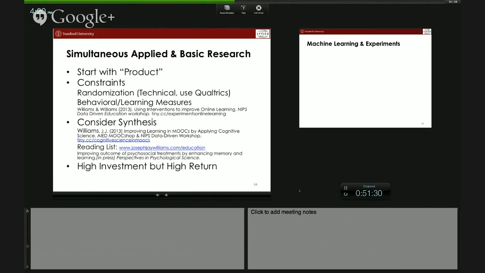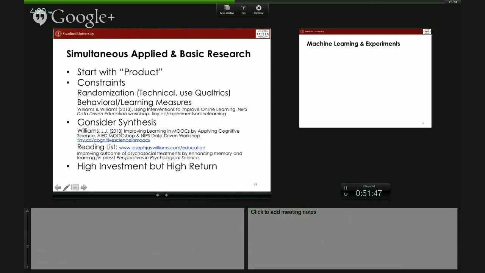But if you start with a product and think about how to ask your question in that context, I find that really opens up a lot of interesting directions, and overall you can do more research in the long run. It's high investment but high return.